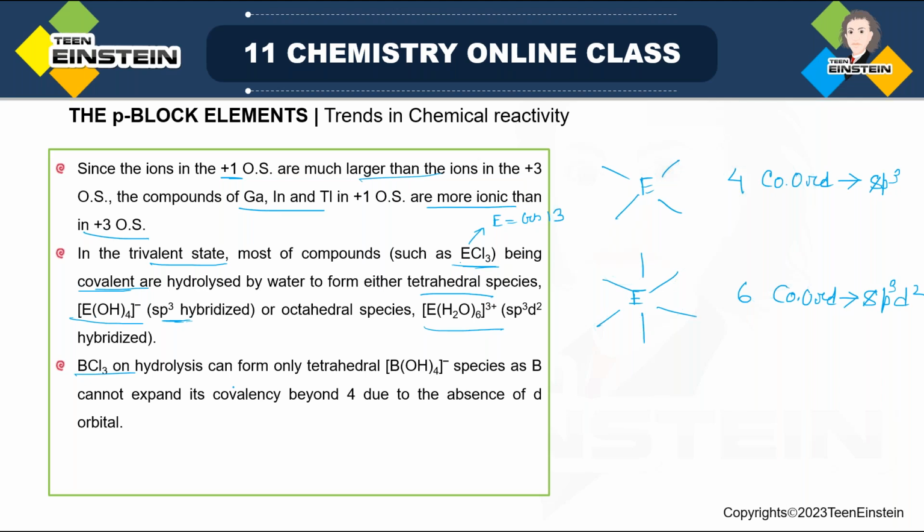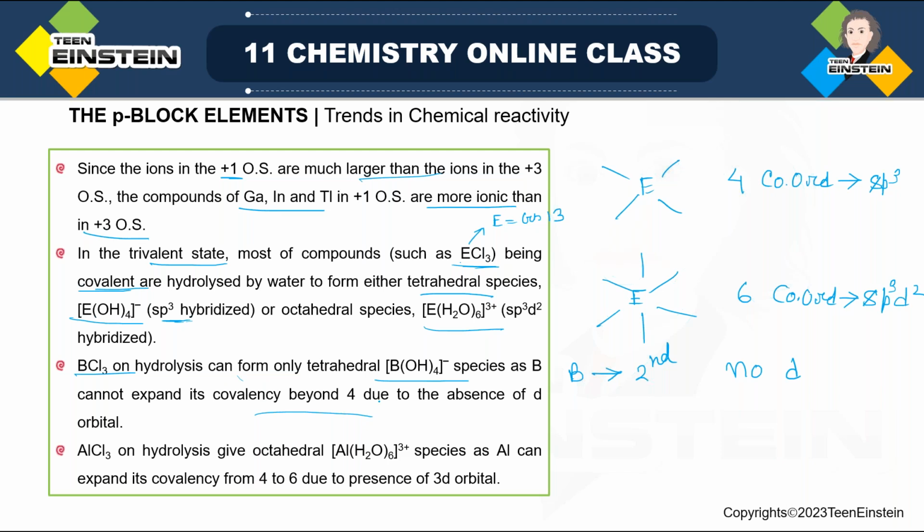BCl3, when undergoing hydrolysis, can form this type of tetrahedral species because boron is from the second period, right? Principal quantum number is 2. So as it is from the second period, there is no d orbital. No d orbital means sp3d2 hybridization is not possible. Only 4 coordination is possible. So B(OH)4 minus is the species that will form. So it cannot expand its valency beyond 4 because of the absence of d orbitals.